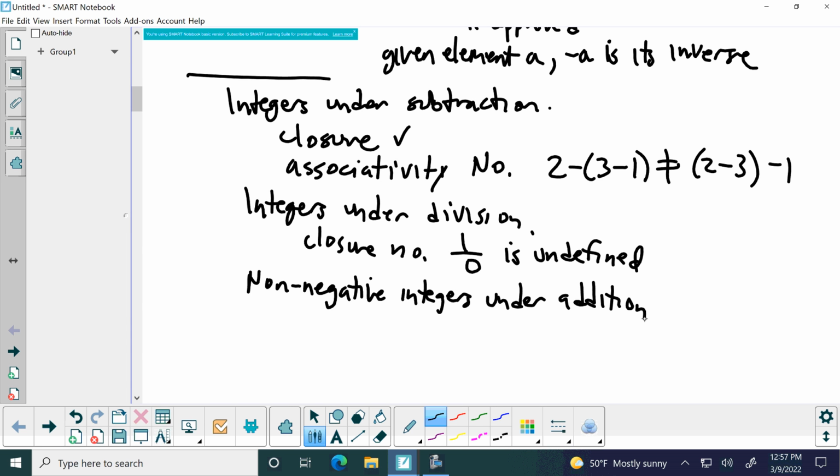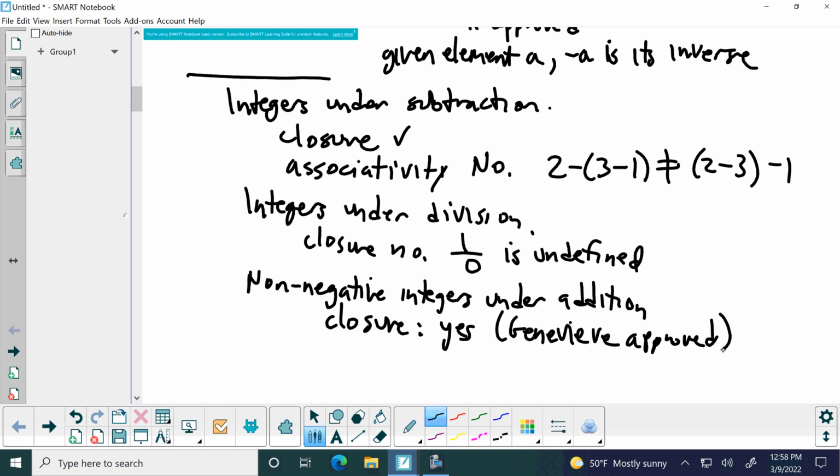Genevieve, does closure hold for non-negative integers under addition? Is it true that the sum of any two non-negative integers is a non-negative integer? So that holds. So this is Genevieve approved. Okay, great.